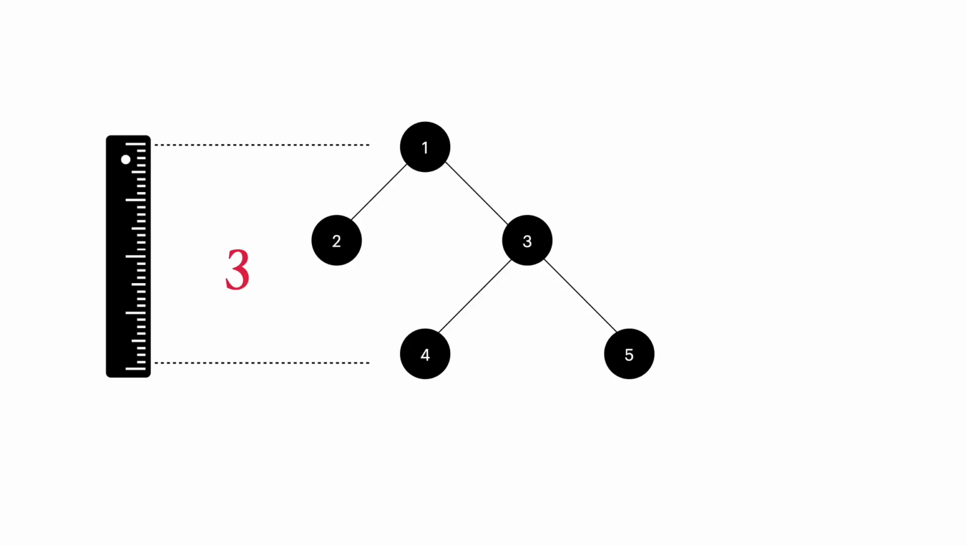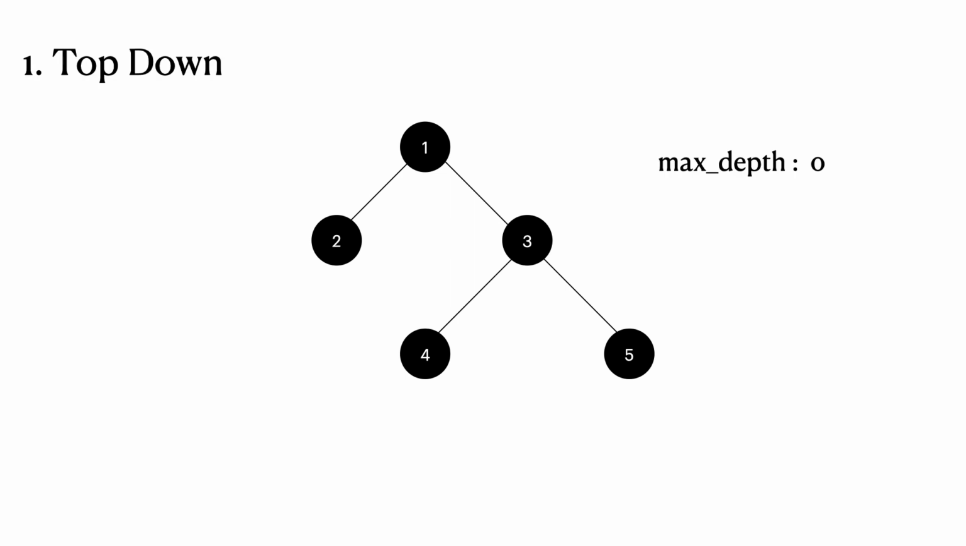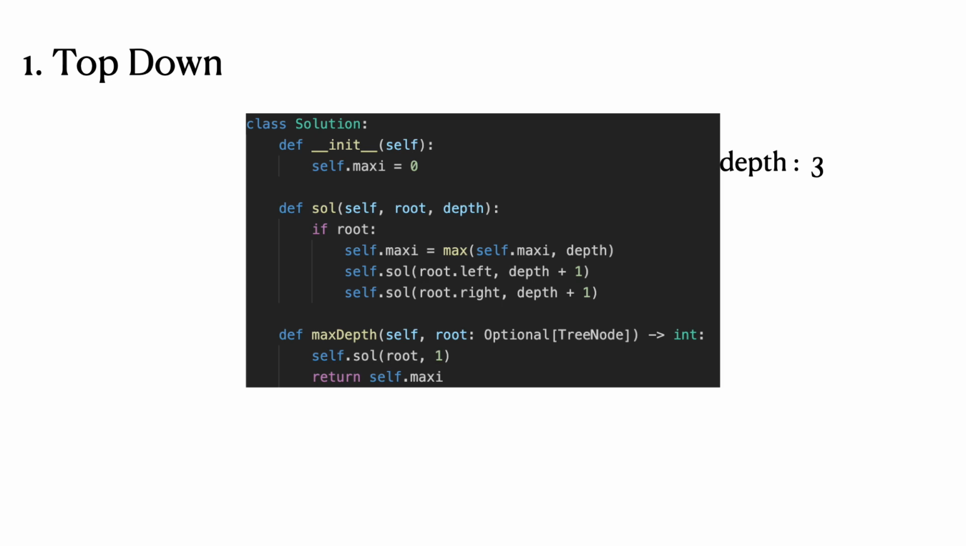First, top-down. We already saw that the maximum depth is 3. Let's use a global variable. Current value is 0. Let's start with the root node. Maximum depth becomes 1. Now move down to the left. What is the current depth? It's 2. Therefore, maximum depth becomes 2. Likewise, move down to the right. Still 2. Move down to the left and it changes to 3. Finally, move down to the right and the value is still 3. Here's the code. It's not that tricky.